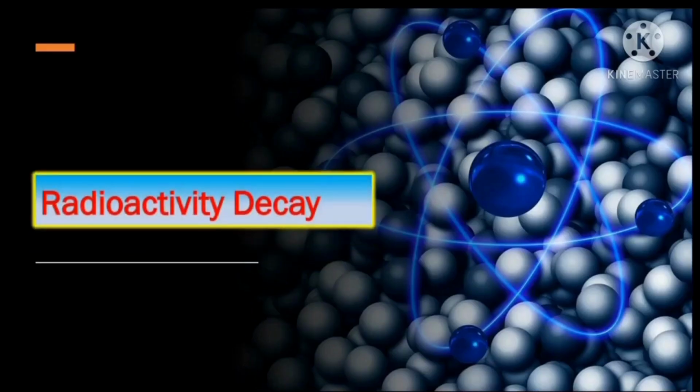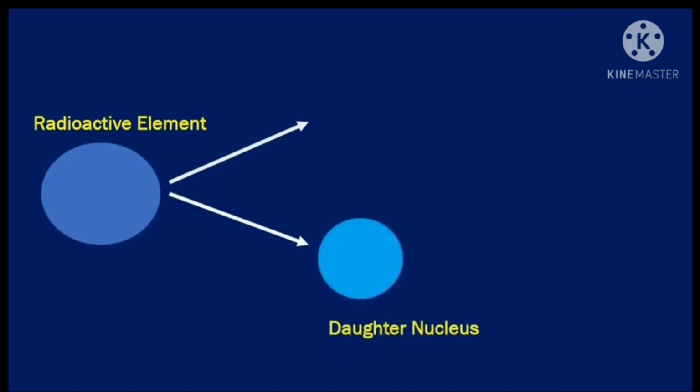Differential equations are very useful in radioactive decay. Let's see how. So friends, radioactive elements like uranium, radium, cobalt, etc. on being unstable spontaneously decay to give the daughter nucleus and the alpha, beta or gamma rays depending on the type of decay.